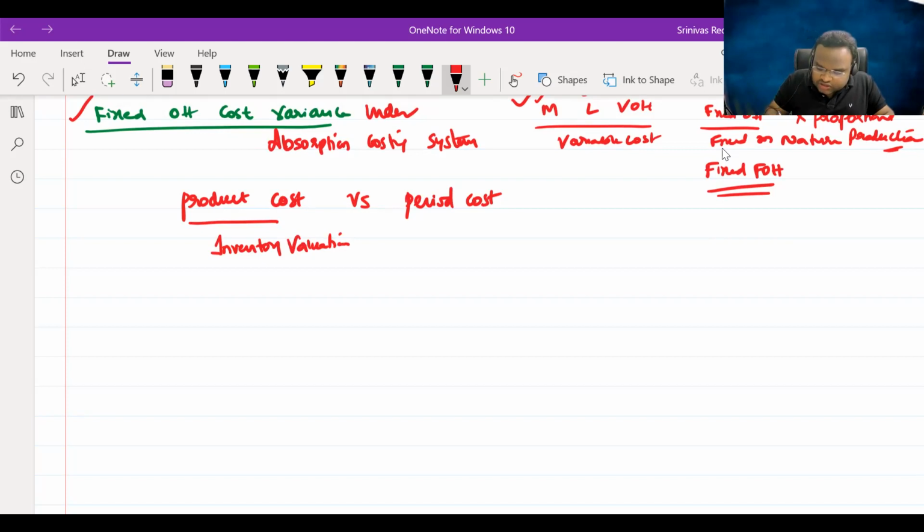What about period costs, sir? These costs are incurred irrespective of production. That means it is based on period. Like for my rent, if 1 month is over, I need to pay the rent. If 2 months are over, I need to pay the rent, irrespective of production. And these period costs are not considered in inventory valuation.